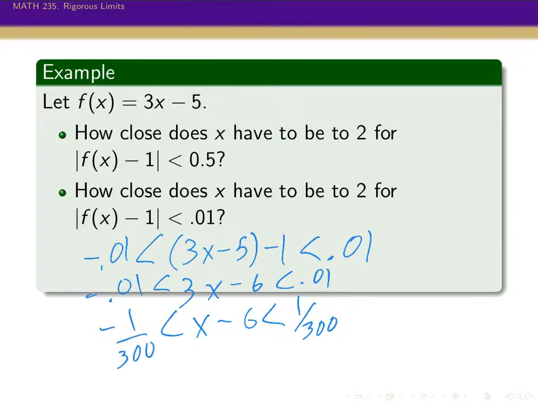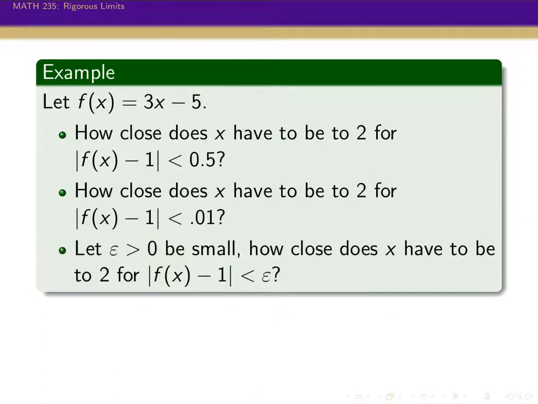And that should not be 6. That should be a 2 there. All better. And so if the distance between x and 2 is less than 1/300th, then the distance between f of x and 1 is going to be less than 1/100th. Okay, and so for the epsilon equal to 0.01, our delta is going to be 1/300.